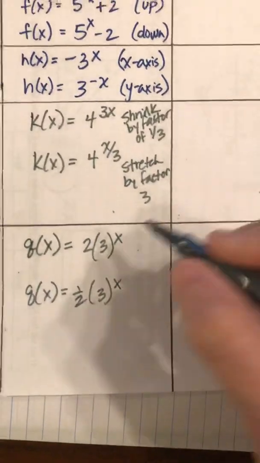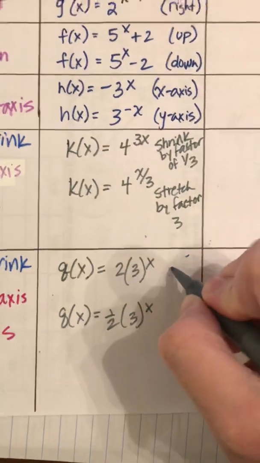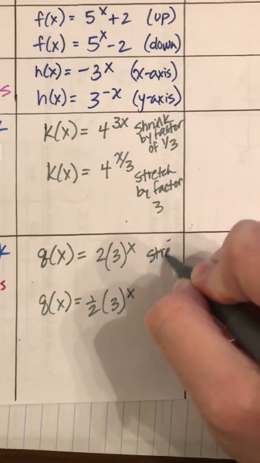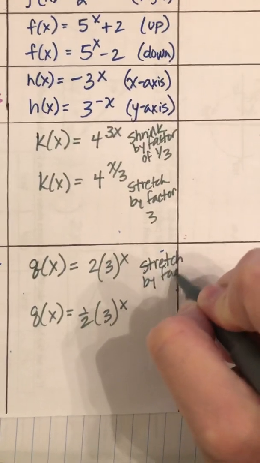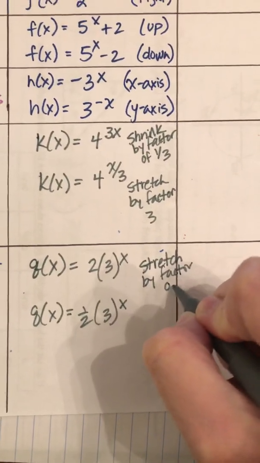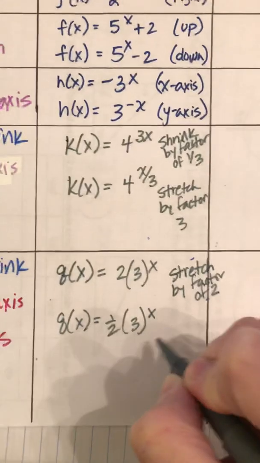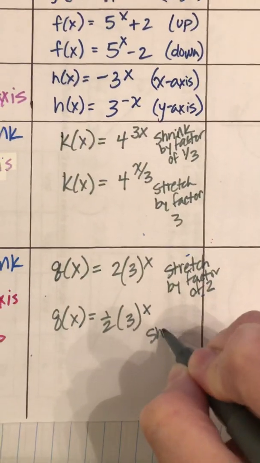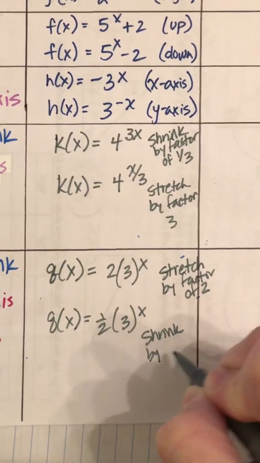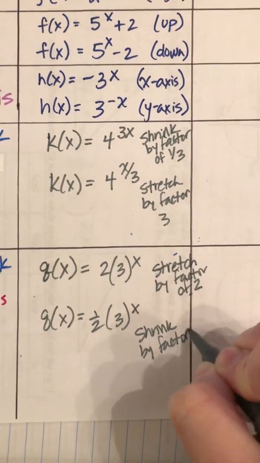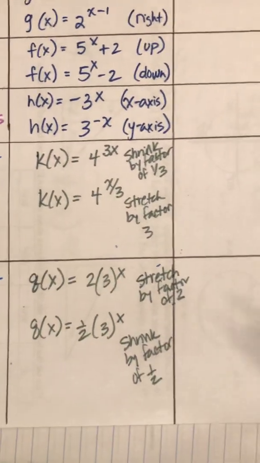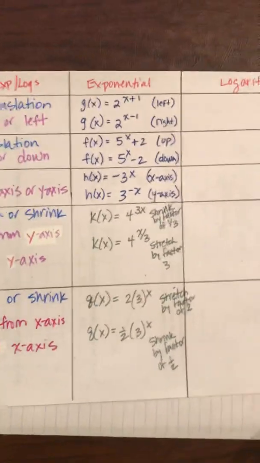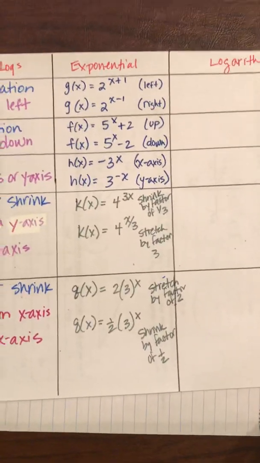So this one kind of matches the way you think. This would be a vertical stretch by a factor of 2. And this is going to be a vertical shrink by a factor of 1/2. And what these factors come into play for is when you're going to actually graph points and you're going to have to figure out your table.